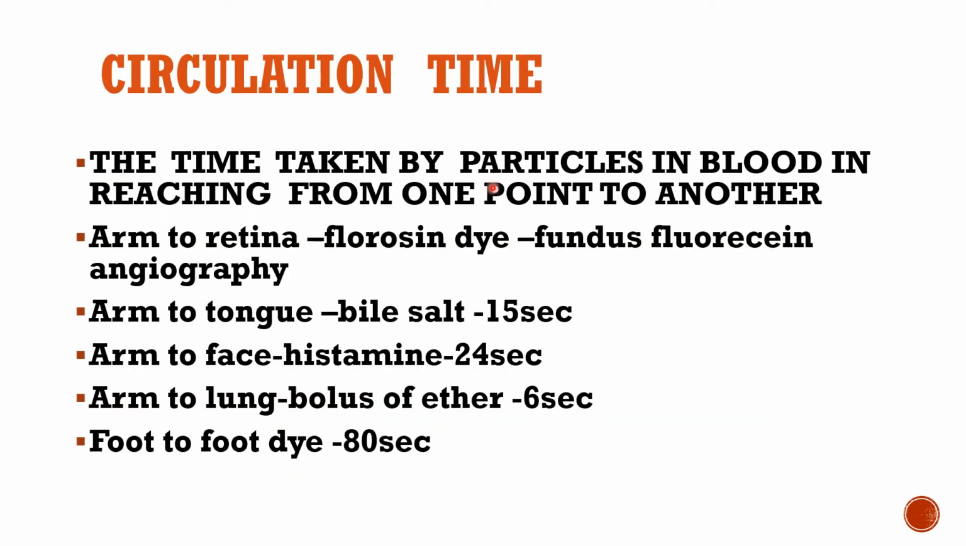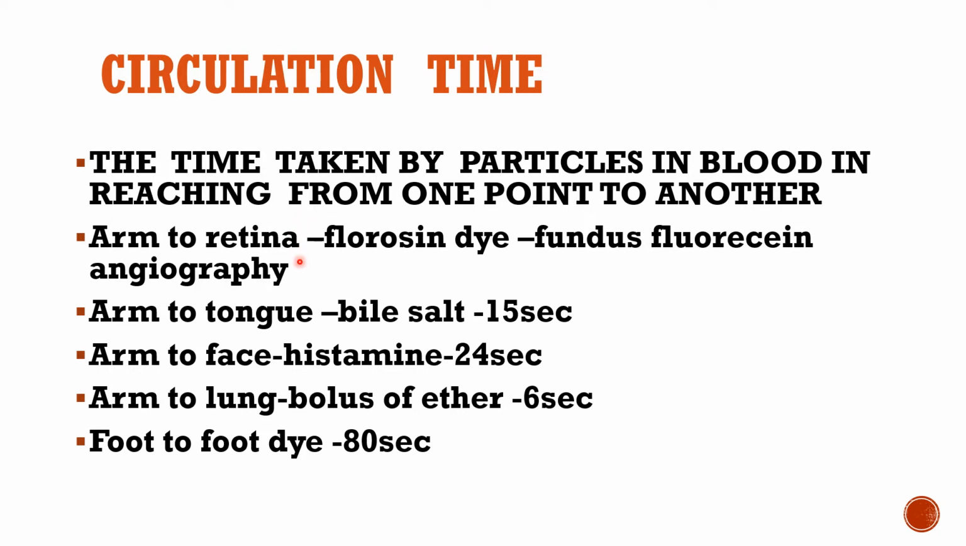Circulation time is the time taken by the particles in blood in reaching from one point to the other point. It measures the average linear velocity of blood, and this calculation in different regions of the body has clinical importance in detecting the circulation disorders of that particular region. The circulation time between 2 points can be estimated by injecting a substance into one segment of the circulation and noting the time lapse when it can be detected at the other point.